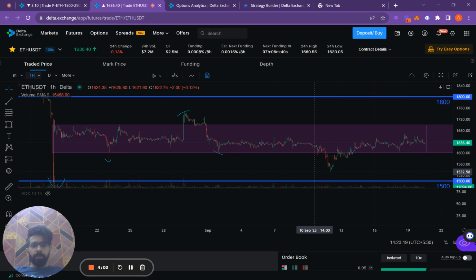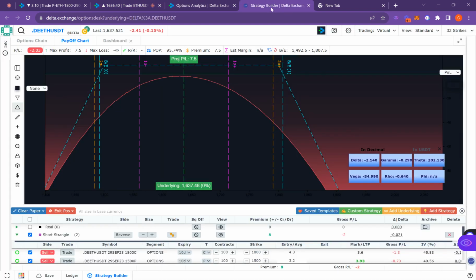And so the best type of trade to take in these circumstances is a short strangle. So what I am personally going to do is take the short strangle of the 1800 and the 1500 strikes for the 29th September. Okay, so let's have a look at the strategy builder.